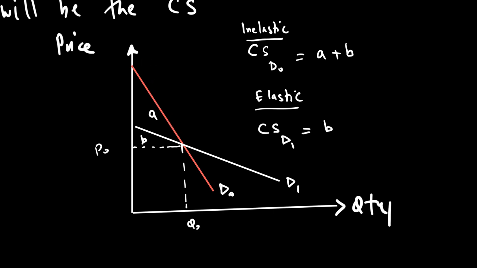But when the contact lenses came about, demand became elastic. People were willing to pay much less. So for the same price, consumer surplus went down to area B only. So lower the elasticity, higher will be the consumer surplus, and vice versa. Higher the elasticity, lower will be the consumer surplus.